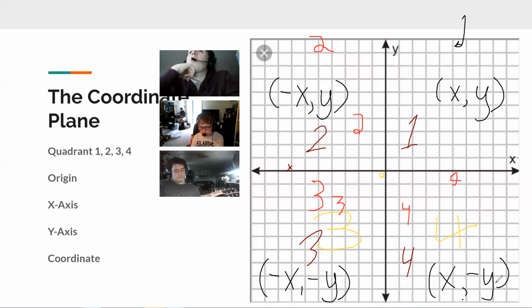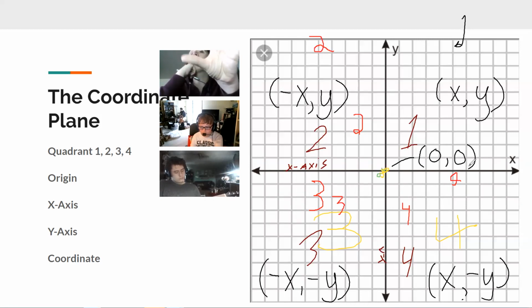Good. What about the origin? Oh, someone labeled some stuff there. Where's the origin, guys? Yeah, very good. Someone's labeling x-axis. That's perfect. This is the origin. This is the coordinate point of 0, 0. That's kind of where you want to start when you're plotting all of these points.